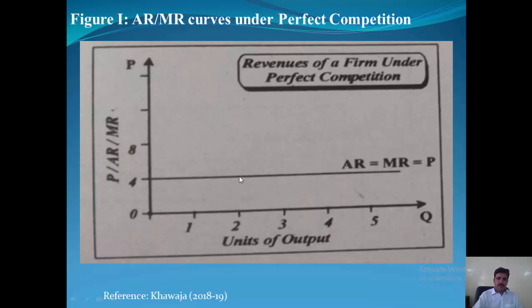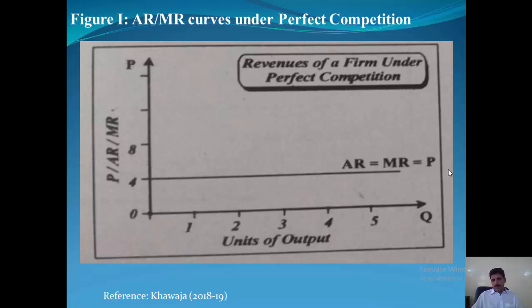For the 2 units, the price is 4. For the 3, 4. So the price line is parallel to the x-axis. Similarly, for the first unit, average revenue is 4. For the second, average revenue is 4. For the third, it is 4. For the fourth, and so on. So the average revenue curve is also parallel to the x-axis.